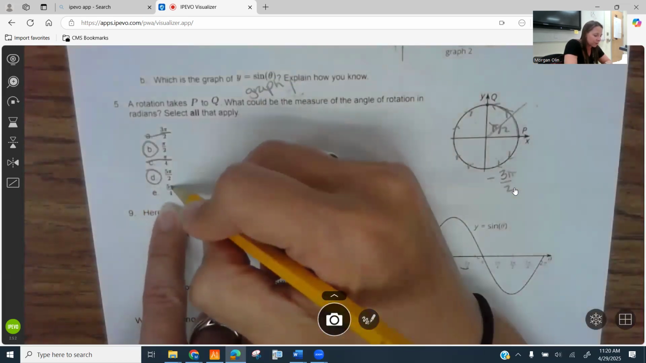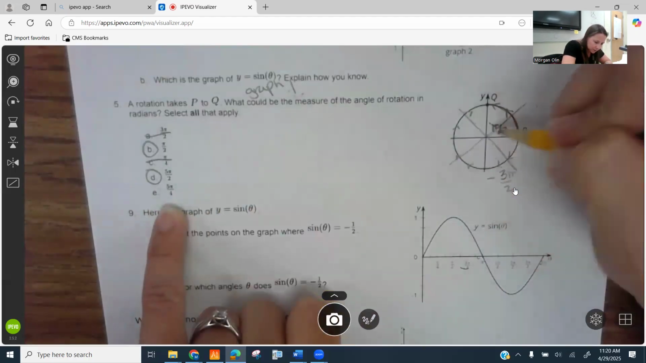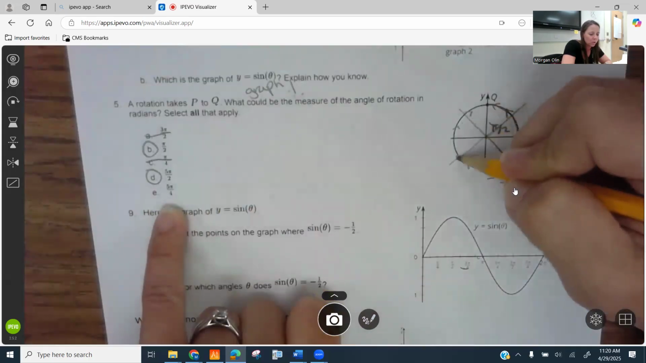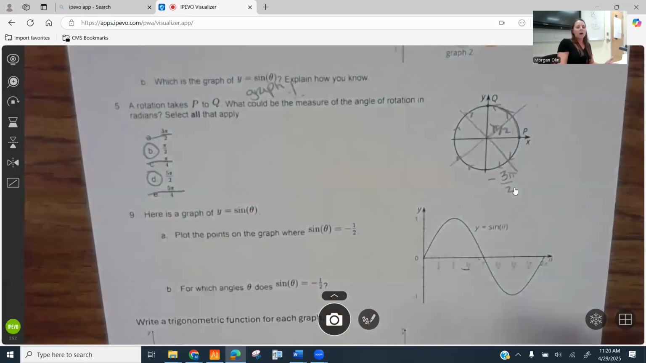And then 5 pi over 4. That's when you divide this up into fourths. So 1, 2, 3, 4, 5. That lands us in the third quadrant, so that's not Q either. This is knowing about radian measures, right? And how you're going around a circle.